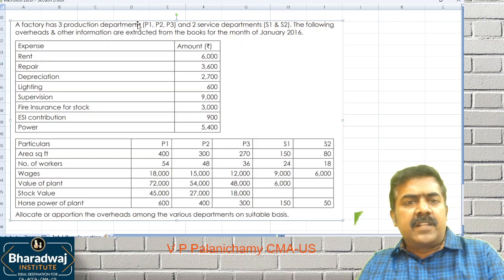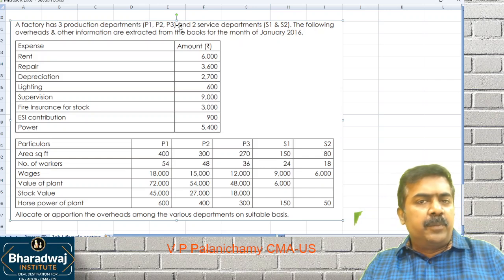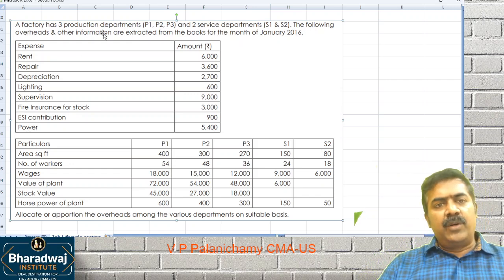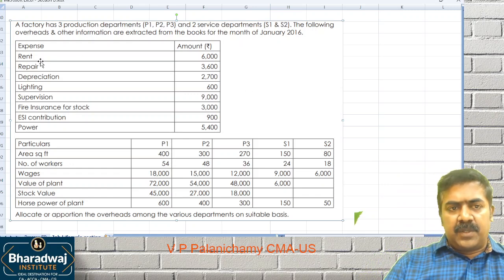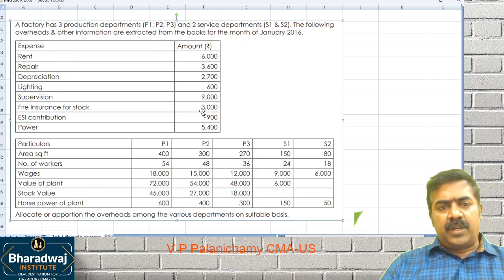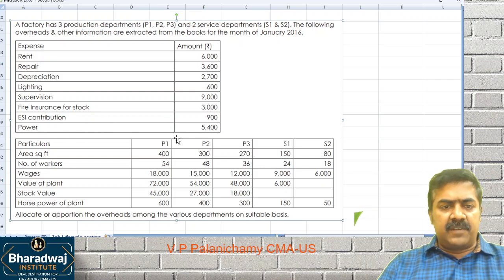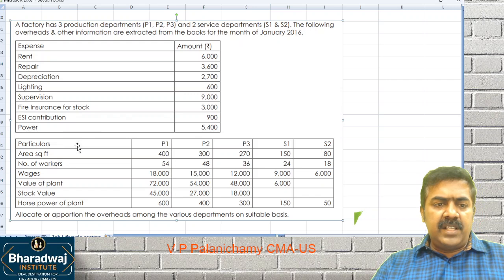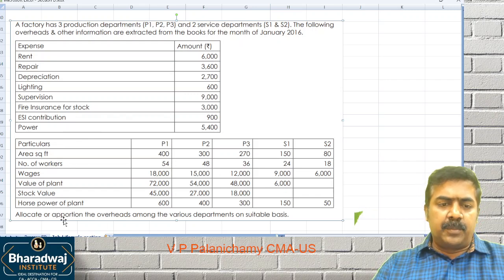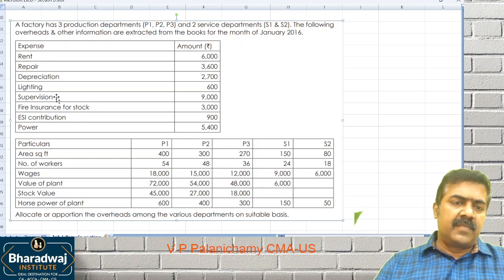A factory has 3 production departments P1, P2, P3 and 2 service departments S1 and S2. The following overheads and other information are given to us. Rent, repair, depreciation, lighting, supervision, fire insurance for the stock, ESI contribution and power are given. These are the data available to apportion overheads.